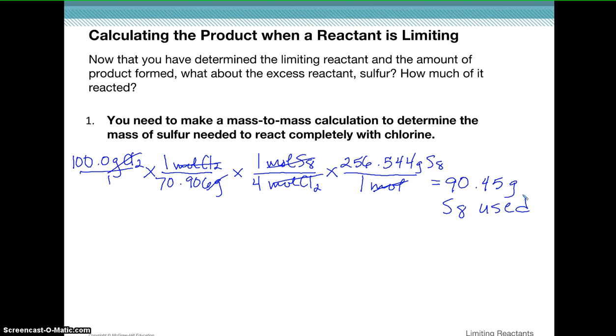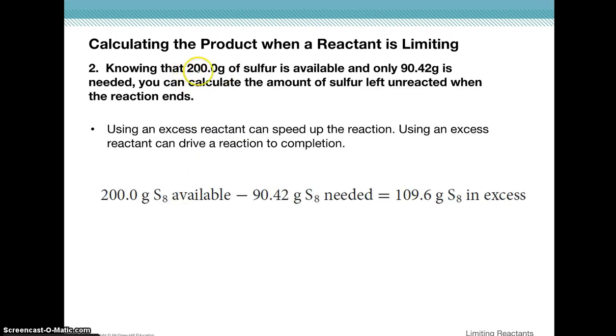Now, how much did we start with? Well, we know we had 200 grams of sulfur available. We only used 90.42 grams. So how much is left over? Well, we subtract what we actually needed from what we had available, and we can see that 109.6 grams of sulfur will be in excess. So you'll have leftover sulfur that didn't react with the chlorine.